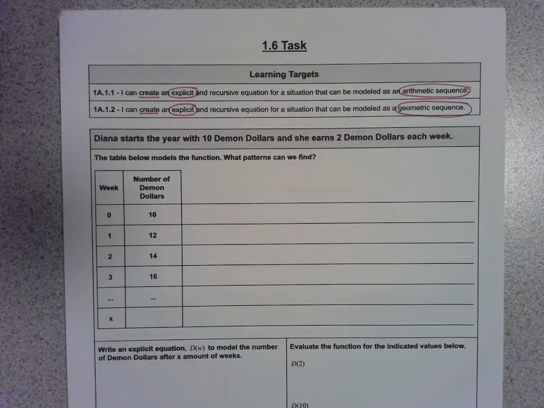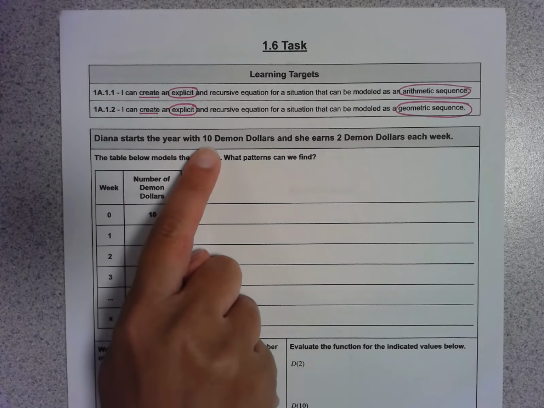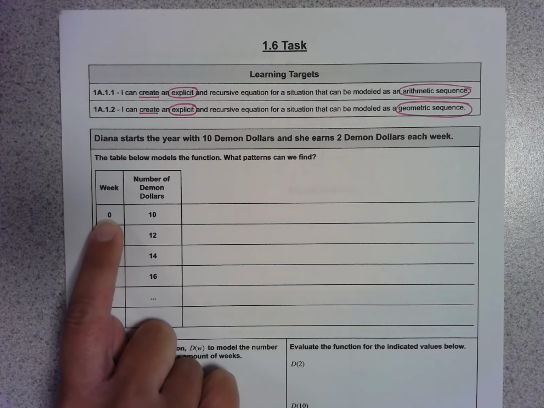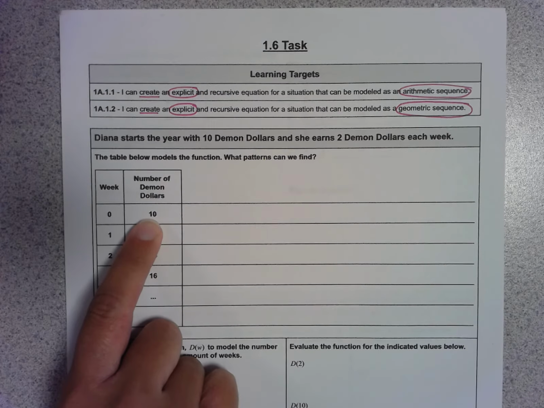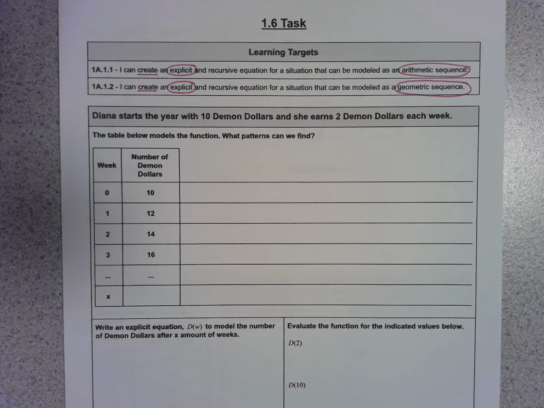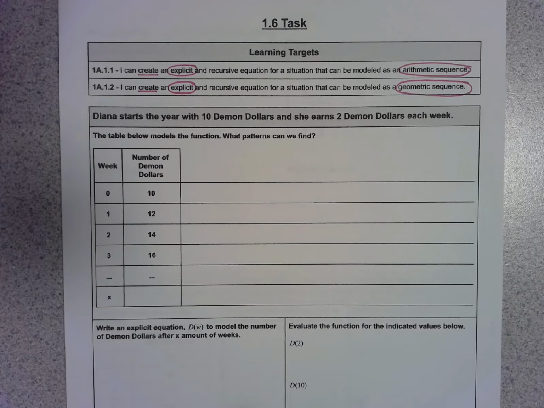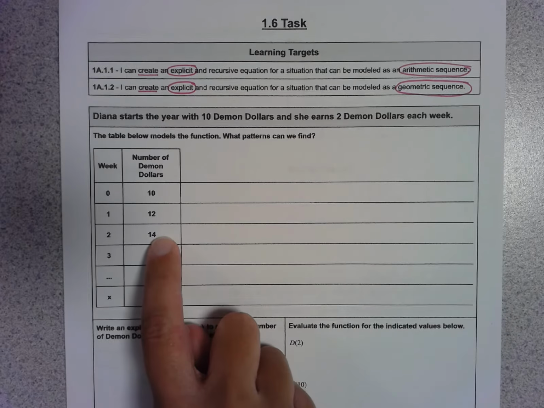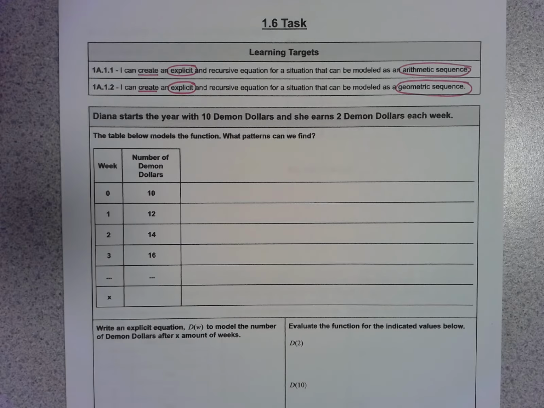Now, in order to think through how we write an explicit equation and where this thinking process comes from, we're going to start by looking at the following table. It says Diana starts the year with 10 demon dollars and she earns 2 demon dollars each week. Now, if we were to make a table for this type of situation, because Diana starts the year with 10 demon dollars, we can see that for week 0, we have a value of 10 for number of demon dollars. And since she earns 2 demon dollars each week, we can see that the value for the number of demon dollars increases by 2 each time.